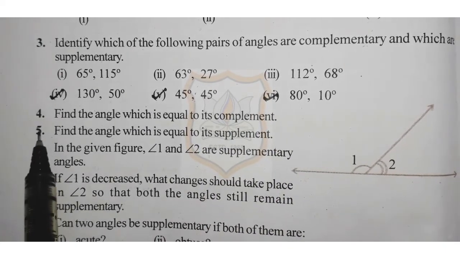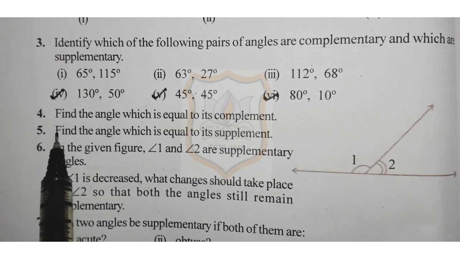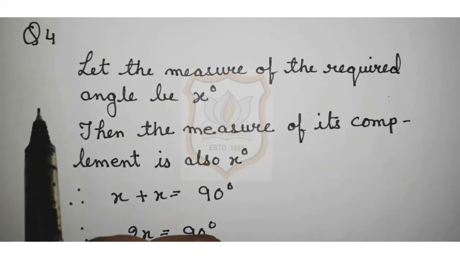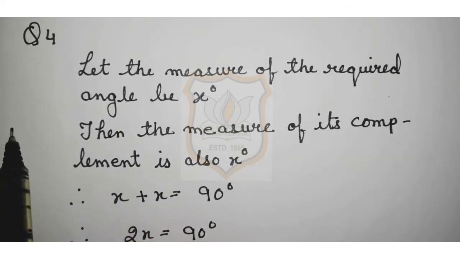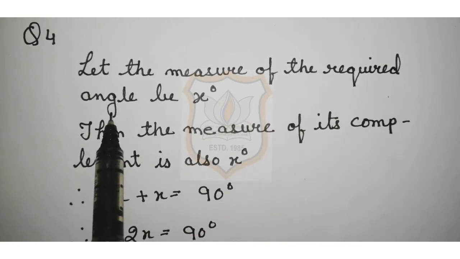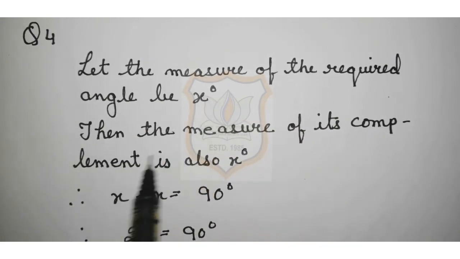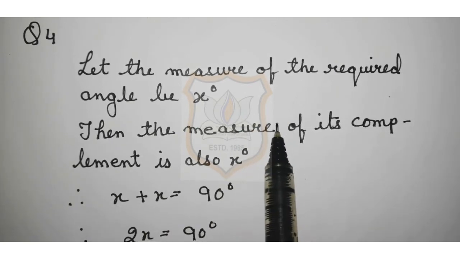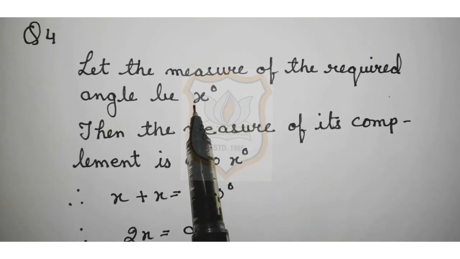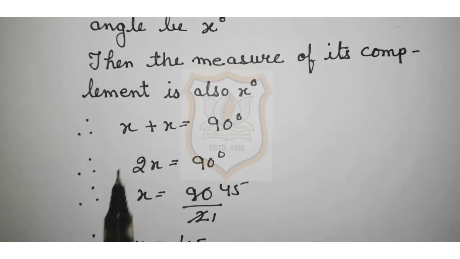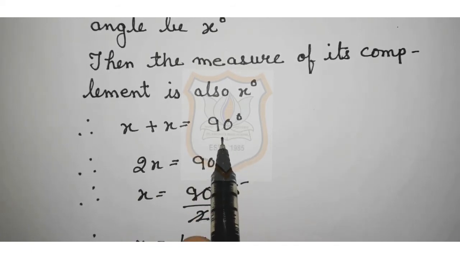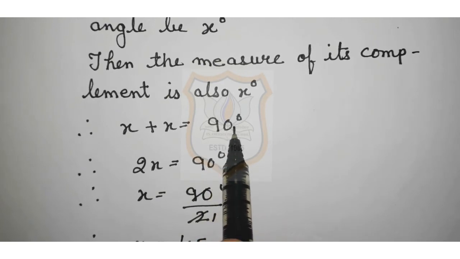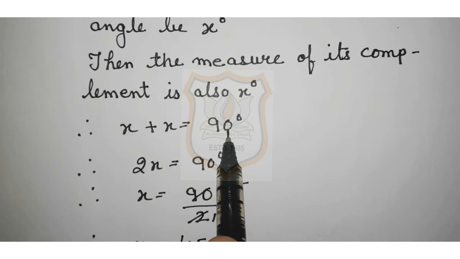Now let's solve question number 4 of exercise 5.1, and that is: find the angle which is equal to its complement. Let the measure of the required angle be x degree. Then the measure of its complementary angle is also x degree because both of the angles are of equal measure. So both are x degree. Now x plus x is equal to 90 degree. This is the equation, because the measure of complementary angles is 90 degree.